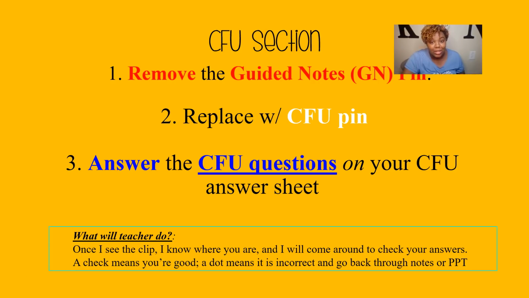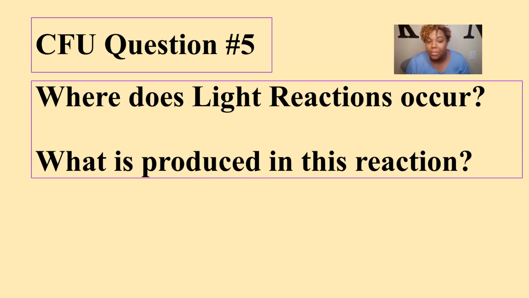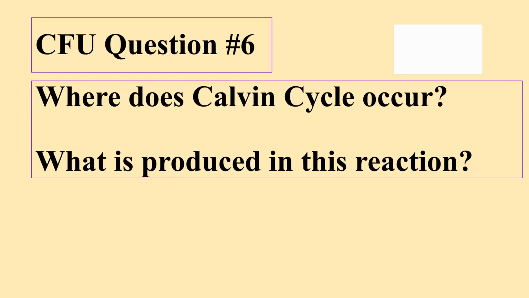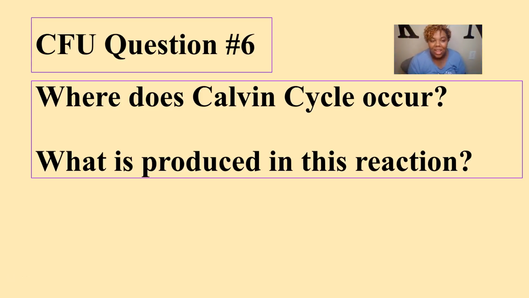That is everything that you need to know. I'm going to ask you a couple more CFU questions. All right, question number 5. Where do light reactions occur? And what is produced in this reaction? Pause the video and answer now. I'm back. Okay. Question number 6 and the last question. Where does the Calvin cycle occur? And what is produced in this reaction? Go ahead and pause and answer the video now.